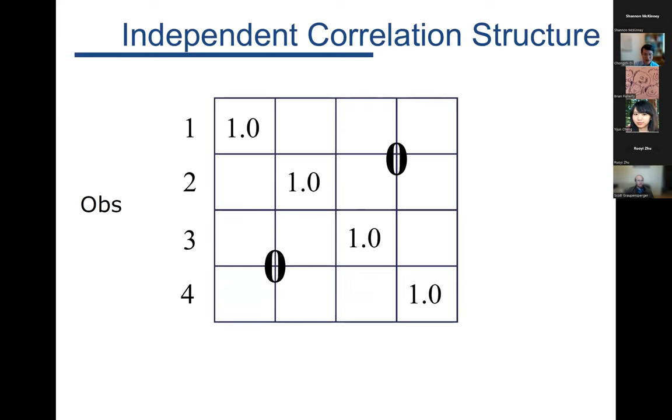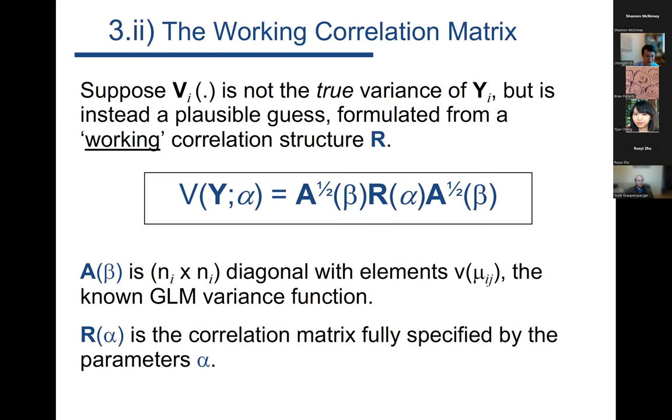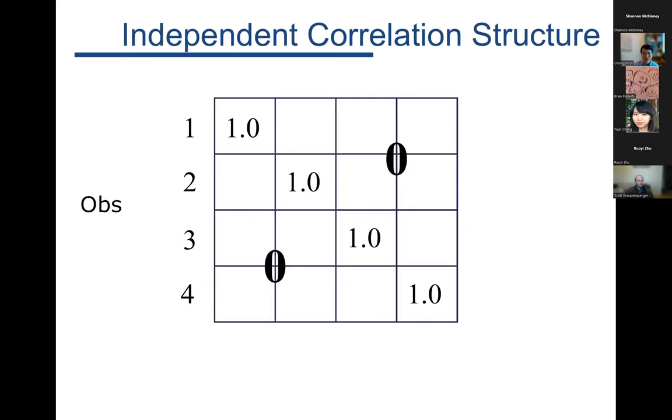Let me give you some examples of the correlation structure. In this case, I'm assuming that you look at this subject, and the subject has four observations. So we'll look at what the common correlation structures are. Now, the first one is often called independence. This is really easy to understand. This is exactly the same as your regular regression, right?